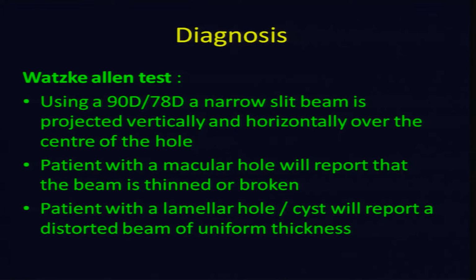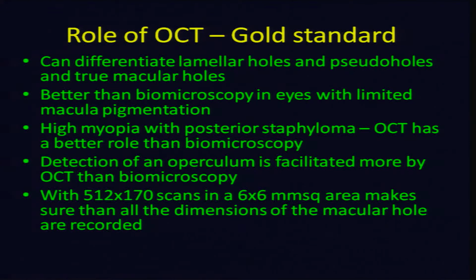So a clinical diagnosis, basically a macular hole can be picked up with an indirect ophthalmoscope or a direct, but a Watzke-Allen test where you are basically putting a very strong small slit beam and moving across the hole. It is a subjective test where the patient immediately tells that there is a defect in the light, or maybe you can also do a laser point test where with an aiming beam you can show into the macular hole and the patient will not appreciate it. But OCT is a gold standard in the diagnosis of macular hole, and it is better than biomicroscopy. It is objective, high myopia and posterior staphyloma. OCT has its advantage significantly.